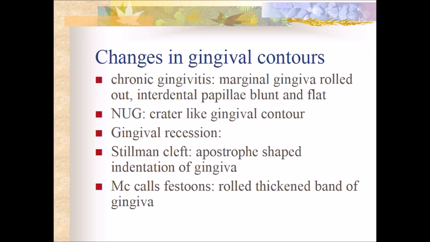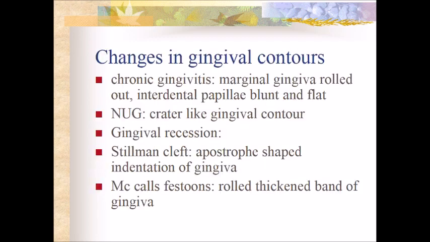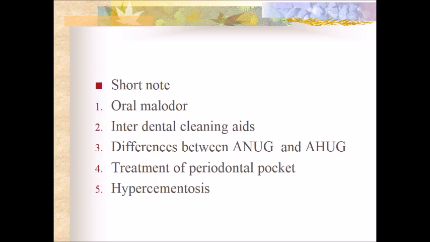And in gingival recession, the gingiva will be receded. Next is Stillman cleft, which is an apostrophe-shaped indentation of the gingiva, and in McCall's festoon, a rolled, thickened band of the gingiva will be seen. So this is the end of our first long question, gingiva in health as well as disease.